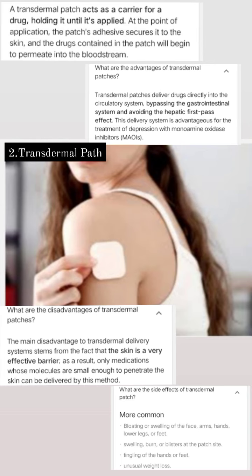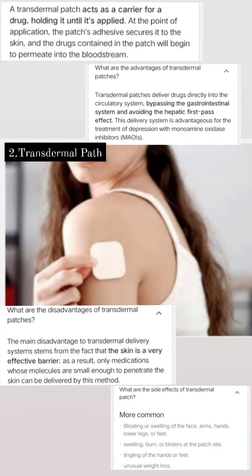The disadvantages of transdermal patches. The main disadvantages to transdermal delivery systems stem from the fact that the skin is a very effective barrier. As a result, only medication whose molecules are small enough to penetrate the skin can be delivered by this method. The side effect of transdermal patch: bloating or swelling of the face, arms, hands, lower legs or feet.